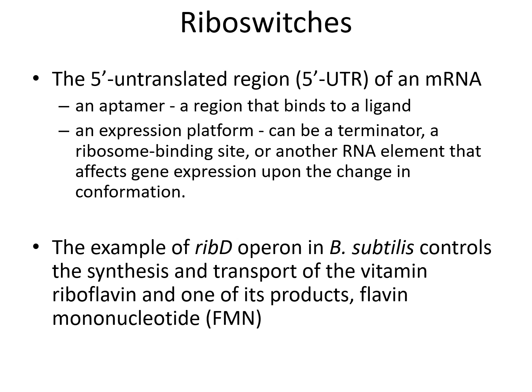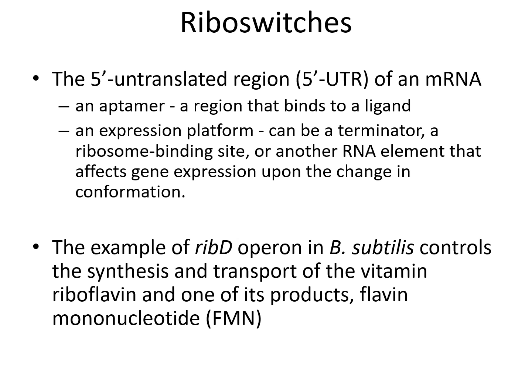For the riboswitch, a riboswitch is a region usually in the 5' untranslated region of a messenger RNA that contains two modules, an aptamer and an expression platform. An aptamer is a region that binds to a ligand. On the other hand, this expression platform can be a terminator, a ribosome binding site, or another RNA element that affects gene expression upon the change in conformation.